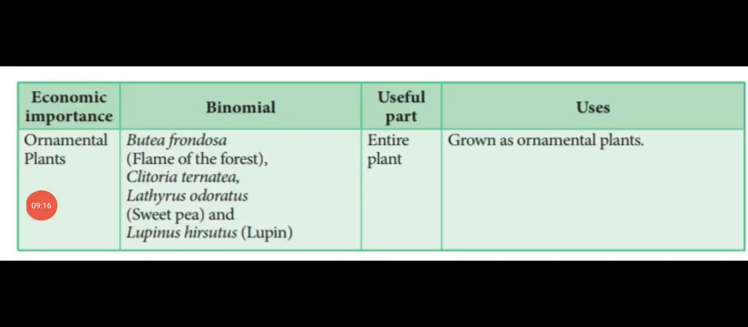The last economic importance of family Fabaceae is ornamental plants. That is Butea frondosa, flame of the forest, a 1 mark question. Clitoria ternatea, Lathyrus odoratus, that is sweet pea. Lupinus hirsutus, lupine, a 1 mark question. The entire plant is used as an ornamental plant, that is for aesthetic value. Aesthetic means what I told you: we grow it at home for beauty.